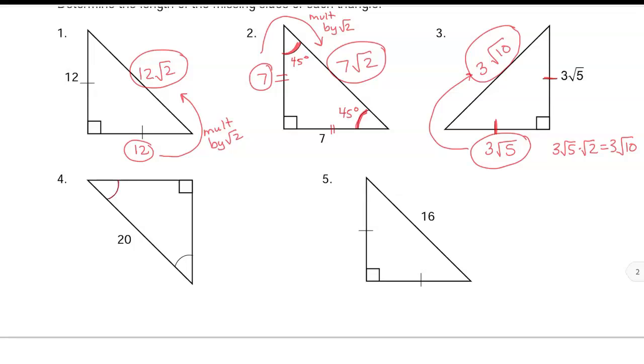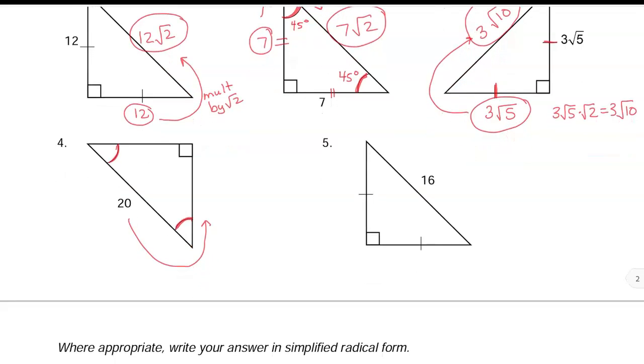First of all, you can see we have a 45, 45, 90 because the acute angles are marked congruent. And before, we were multiplying by root 2 to go from the leg to the hypotenuse. But now we're going to go from the hypotenuse to the leg. To undo multiplication, we're going to divide by root 2. That means it's going to look like this. 20 divided by root 2.